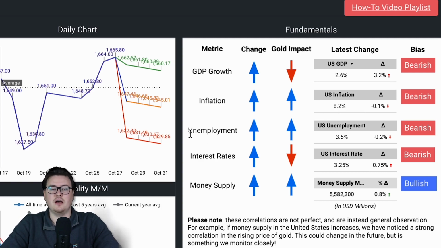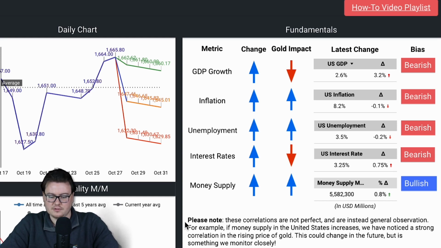Unemployment, again, we know that unemployment is not a good thing for the US economy. That can hurt the dollar strength, which means that's good for gold. Interest rates, that's similar to GDP growth. If interest rates are going up, that means dollar strength, and not good for gold. And then lastly, we have money supply here.